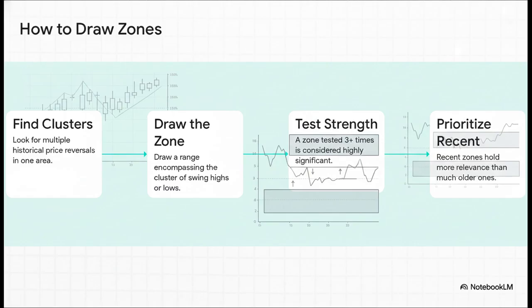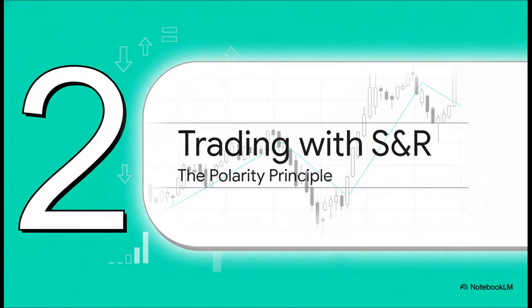And here's a pro tip. The more times a zone has been tested and has held, the stronger and more important it is. Oh, and always remember, what happened last week is way more important than what happened 5 years ago. Okay, now let's see how this all builds into a really powerful trading tool. We're moving from just identifying levels to actually using them to build a strategy. And it all kicks off with a super cool concept called the polarity principle.